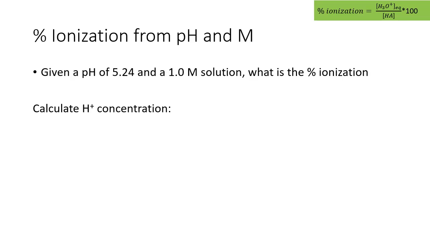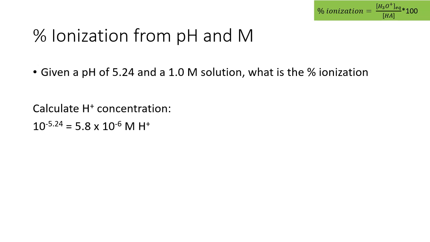If we are given a pH of 5.24 and a 1 molar solution, what is the percent ionization? So here we have in the problem our H plus concentration in disguise because we have pH. So pH is the negative log of H plus. We do 10 to the negative 5.24 and we get 5.8 times 10 to the negative 6th.